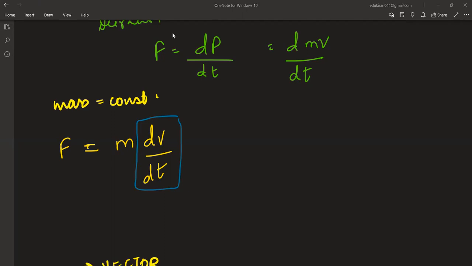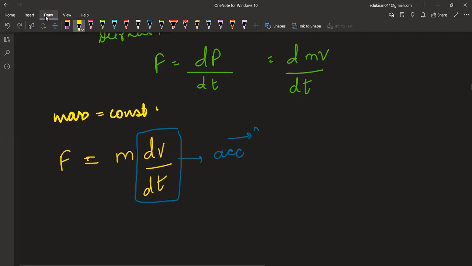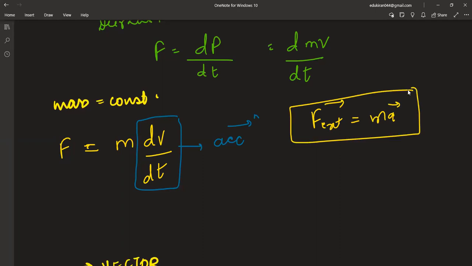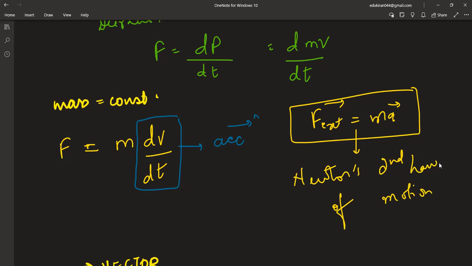Acceleration. Very good, Shai. So this is acceleration. So what ultimately do we have now? F external, the external force, is mass into acceleration. A very basic formula you have, and it's actually Newton's second law of motion. That force is mass into acceleration.